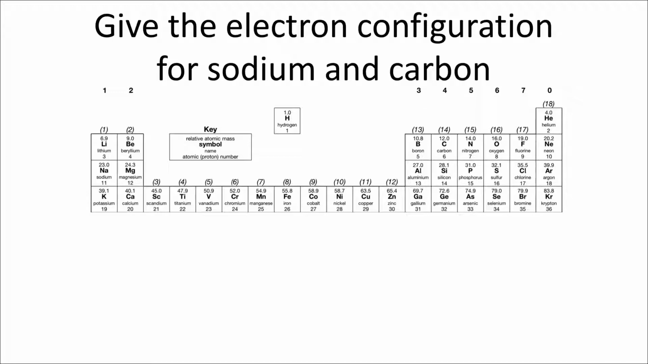So using the periodic table, using the electron configurations for GCSE, have a go at writing out the electron configurations for sodium and for carbon.